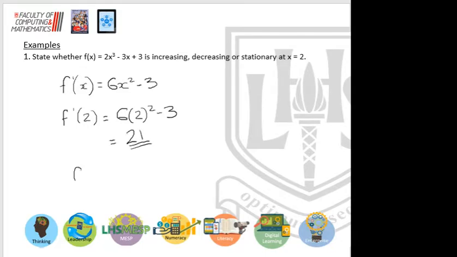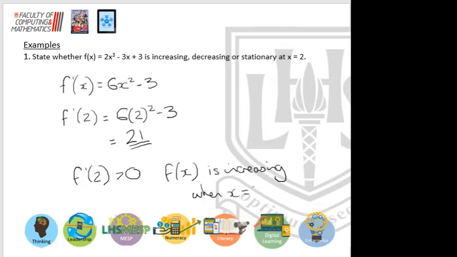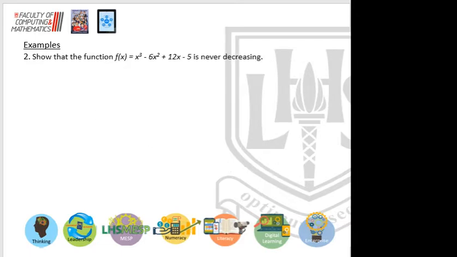Okay, so because f dash 2 is greater than 0, f of x has to be going up the way. It's got to have a positive gradient, which means it's increasing when x is 2. So that's us using our differential to find out what the gradient is, and that will tell us whether things are increasing, decreasing or stationary.